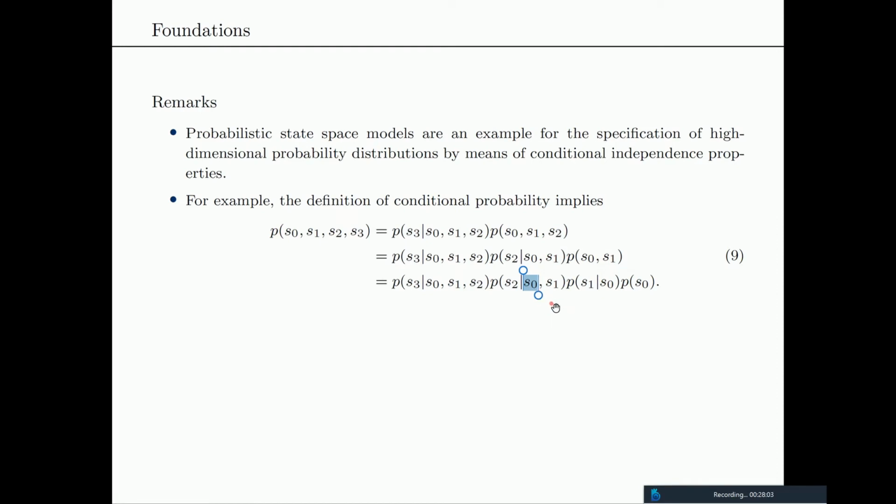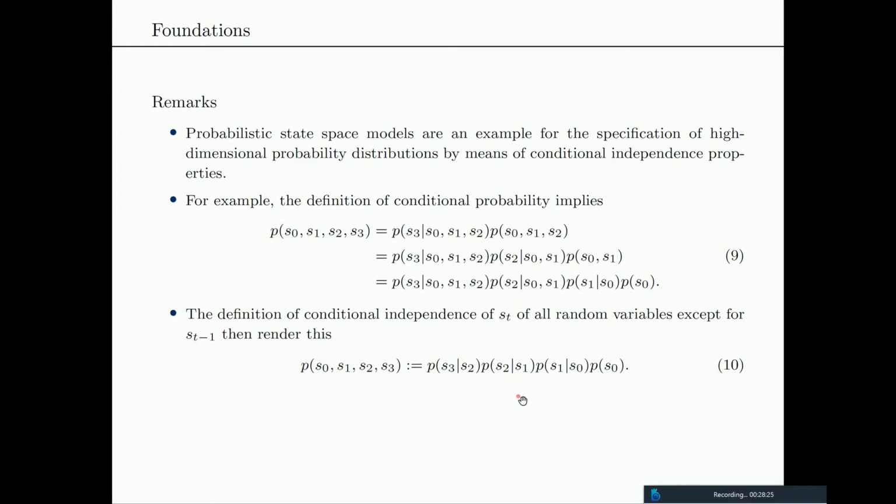So if you look at the distribution of S2 given S0, there might be still an effect of S1 on it. But if you take S1 into account, so if you condition on S1, then S2 may be independent of S0 if you say so. And that's what's happening in the definition of state space models. So you say, if S2 is given, then S3 is independent of S0 and S1. If S1 is given, then S2 is independent of S0. And here you don't need to specify further independence properties.